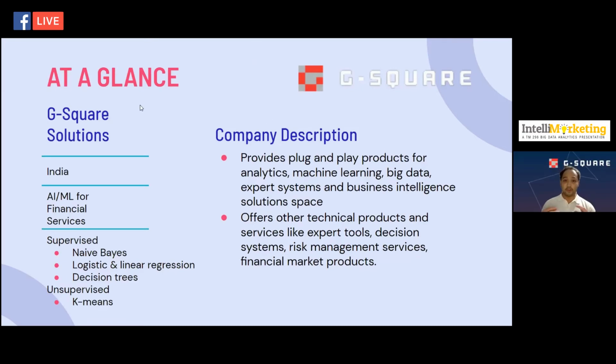To give you more information on how these algorithms have been used in real life, let me share with you some case studies. The first case study is on customer analytics.